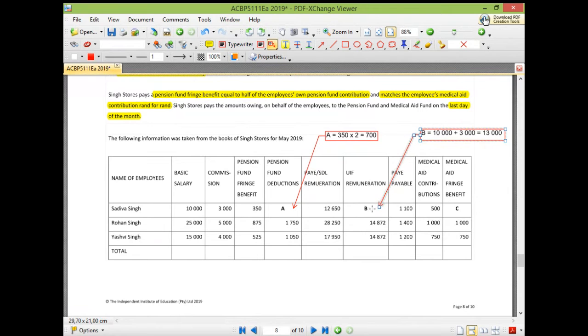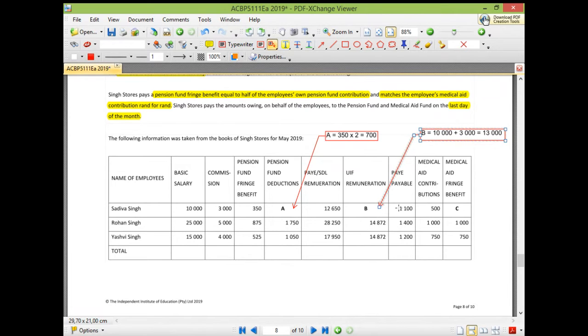Now, Rohan and Yavashi, if you look here, so Rohan earned 25 plus 5 would have been 30, which is more than the maximum. So that is why when you look at this, their UIF remuneration amount is limited to 14,872. Okay, so that's why it's that amount there.